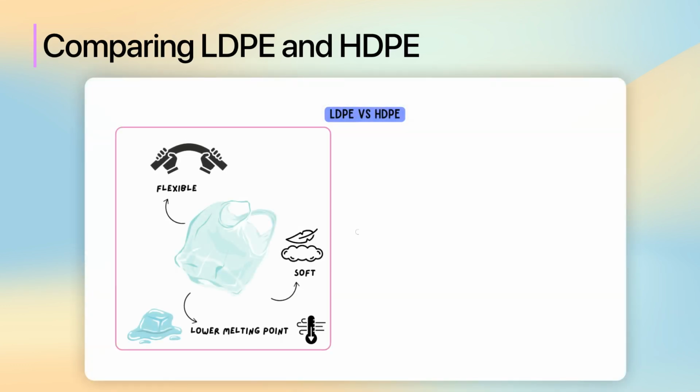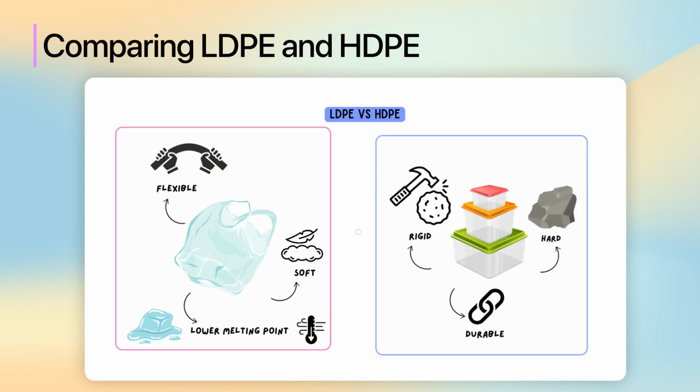LDPE is soft, flexible, and has a lower melting point. It is suitable for products that need to be pliable and easy to mold. HDPE is hard, rigid, and has a higher melting point. It is suitable for products that require durability and structural strength. The differences in physical properties between LDPE and HDPE can be attributed to the structural differences in their polymer chains caused by the varying conditions under which they are produced.